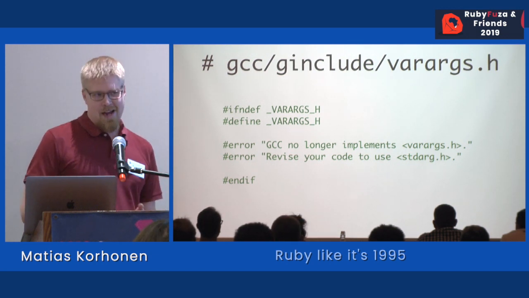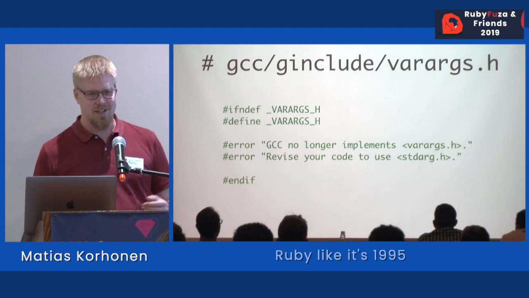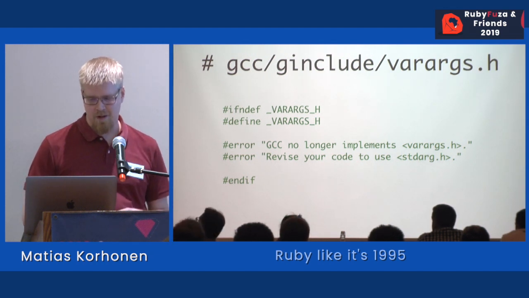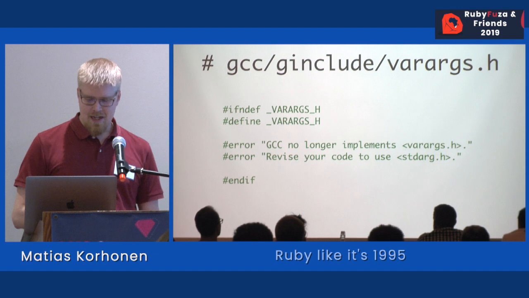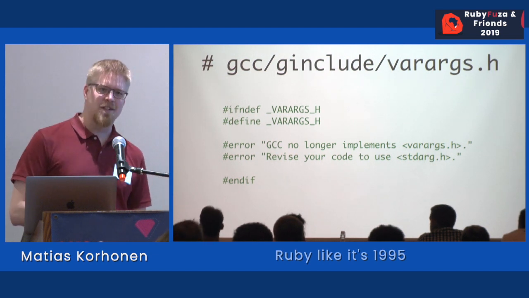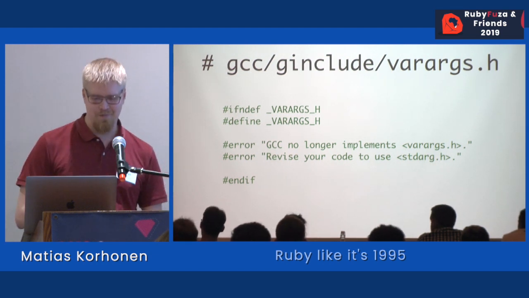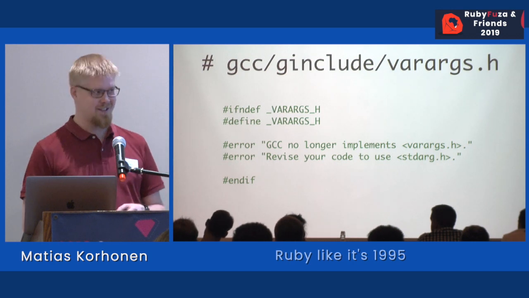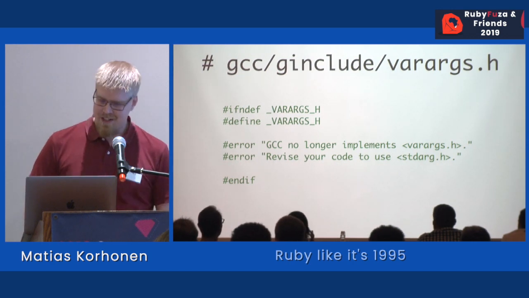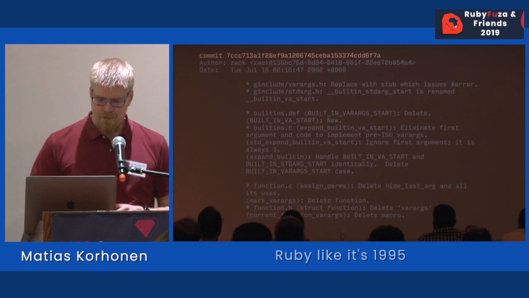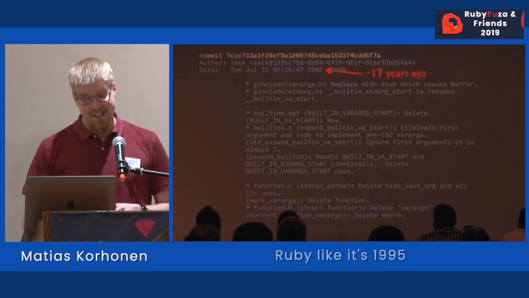And varargs was the way you could make C functions take multiple arguments, or a variable number of arguments rather. As you can imagine, that's pretty important for Ruby for things like arrays. However, varargs.h no longer exists. In fact, it was removed 17 years ago.